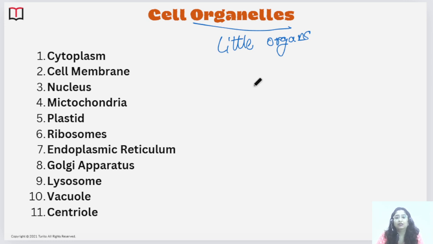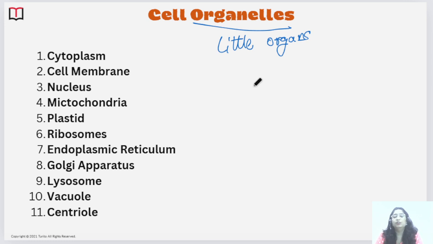No, the stomach is not going to help the lungs, right? And the liver is not going to help the stomach. All of them are performing their own functions individually and independently. Similarly, these small little structures present inside our cell are also performing their functions independently. That's the reason they are similar to organs. So scientists have named them organelles, meaning little organs.